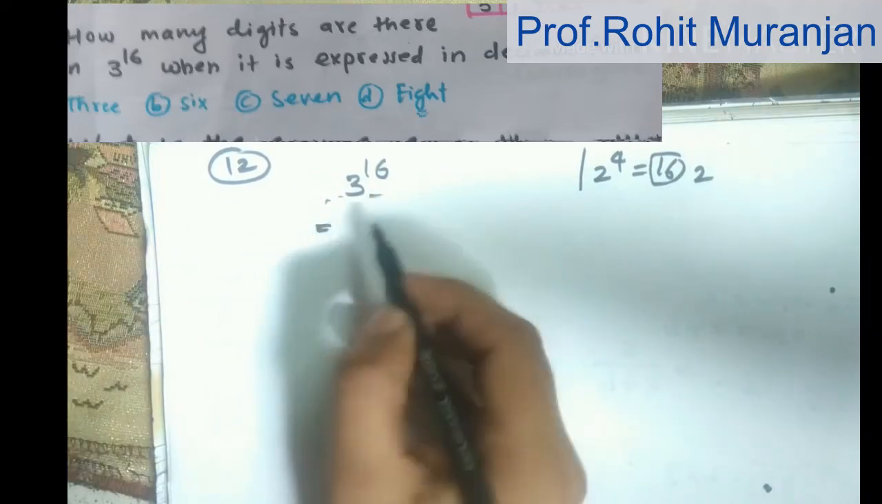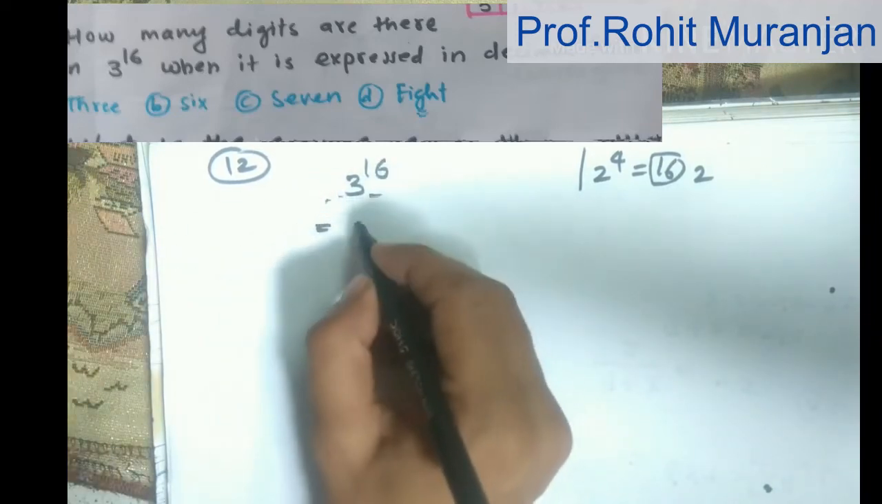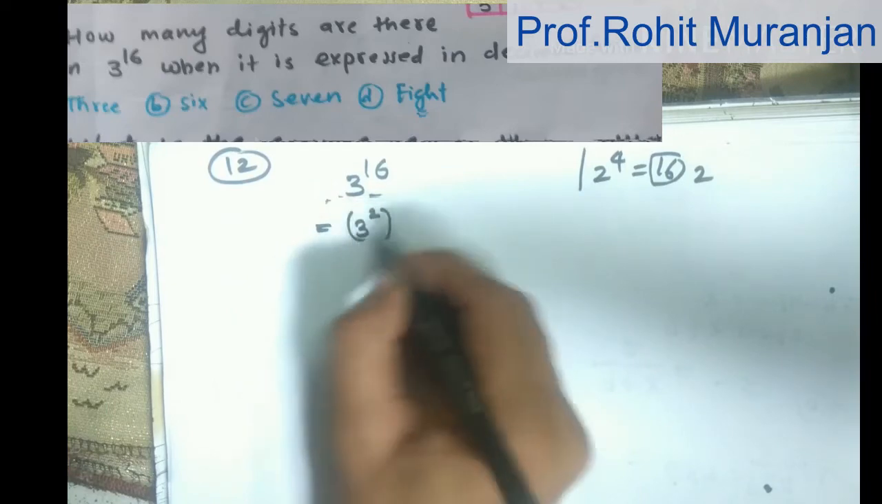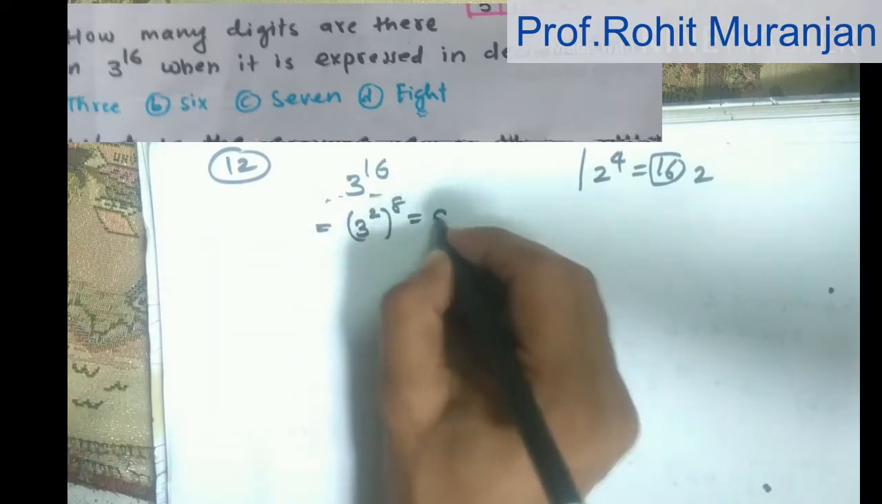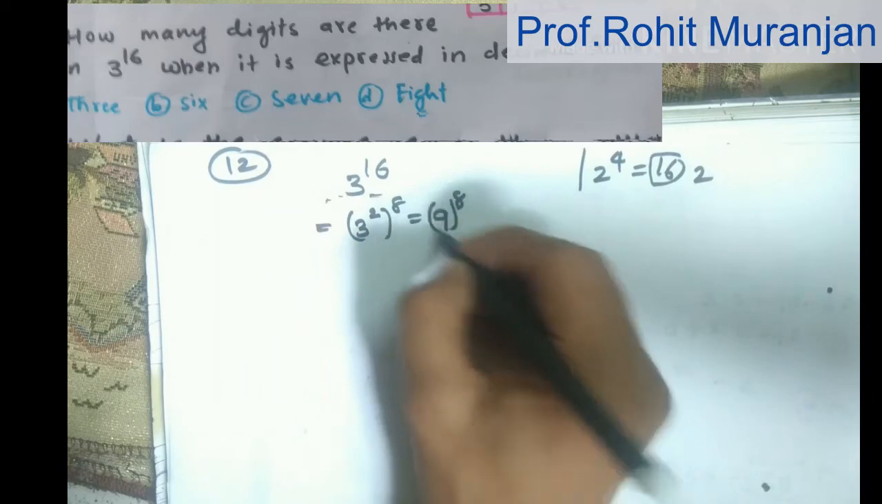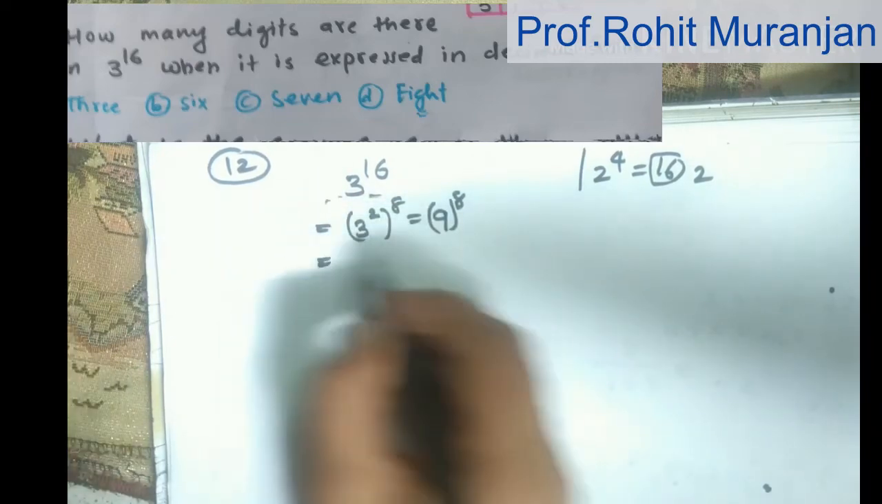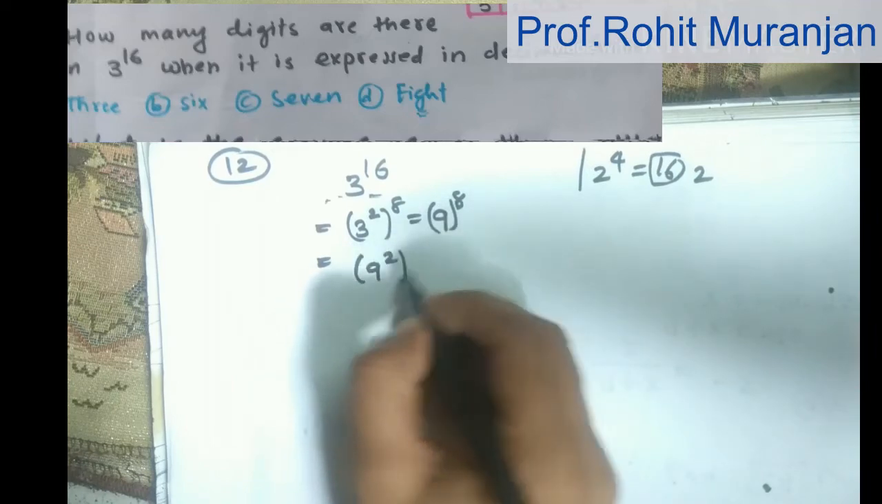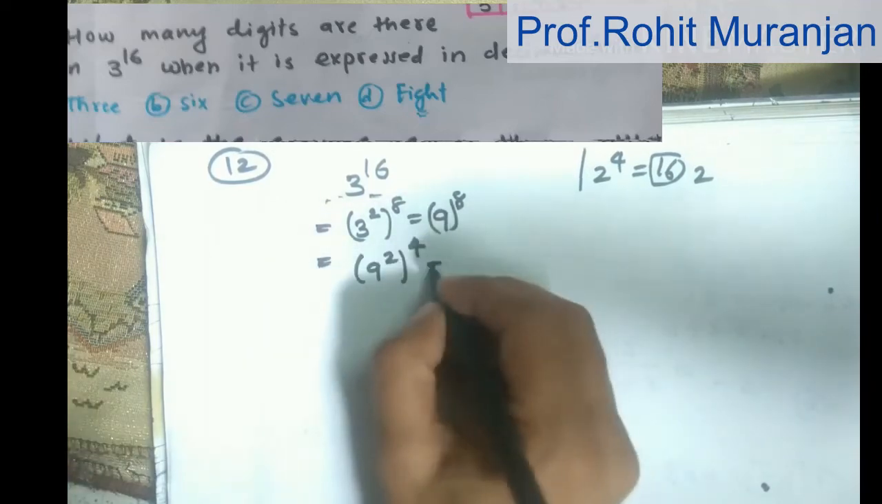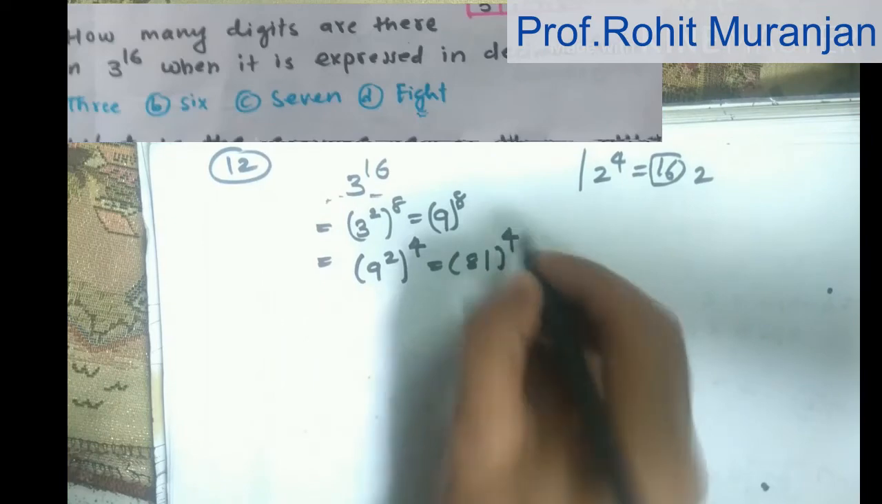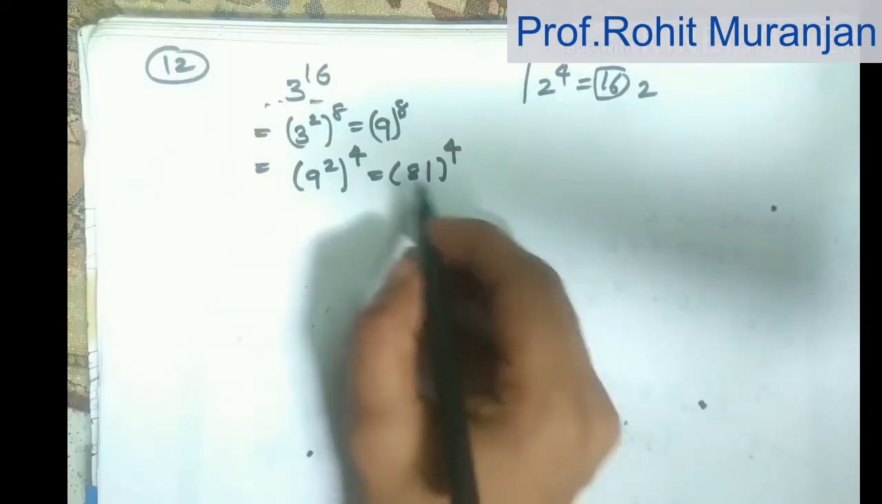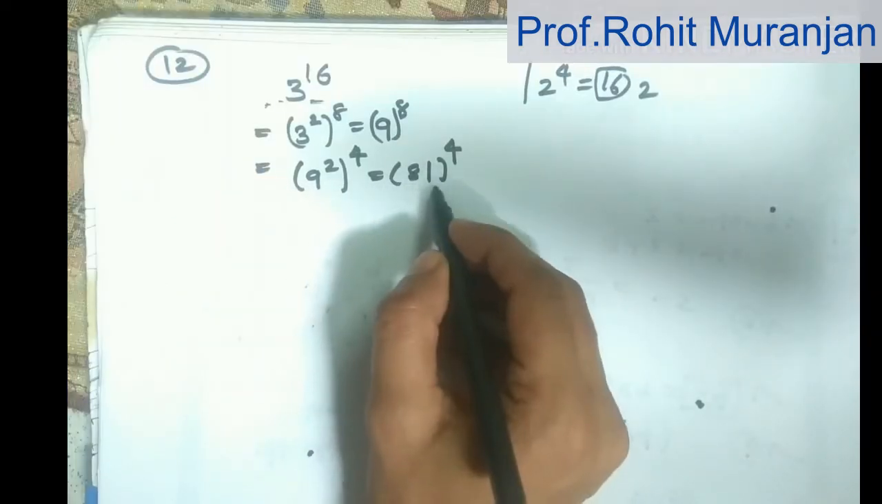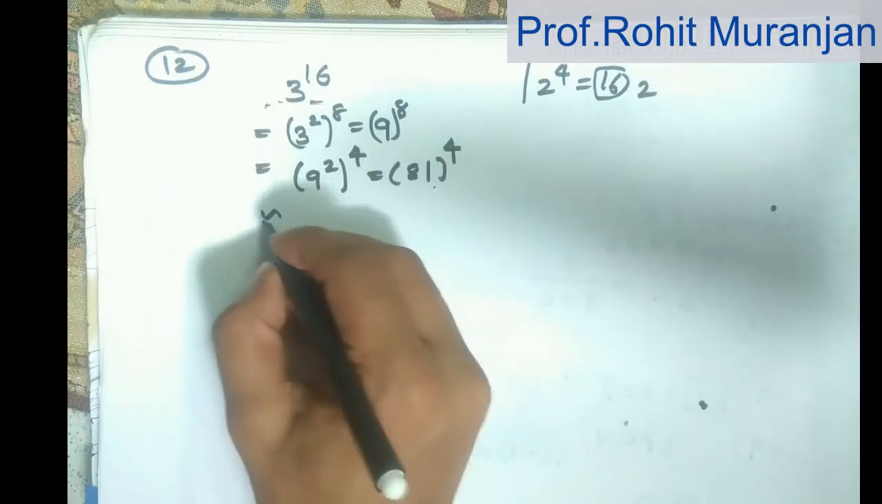So how to do this? So first, 3 raised to 16 means what? 3 squared raised to 8 means what? 9 raised to 8. Okay, this is the same as 9 squared raised to 4. 9 squared raised to 4 means what? 81 raised to 4.